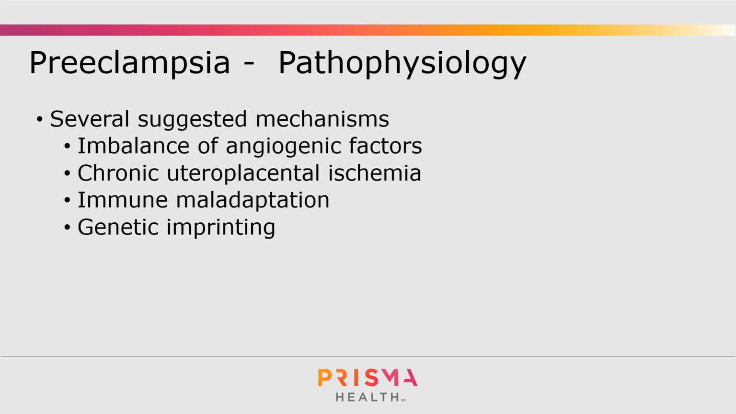There's some sort of an immune maladaptation in the pregnancy. And there's also more recent literature that suggests that there's definitely a genetic component to the pathophysiology of preeclampsia. I can't tell you how many times I've been in a room discussing a patient's preeclampsia diagnosis, and her mom is sitting there and going, yeah, I had that, and her sister had that. There's definitely a genetic component to it that we just don't fully understand yet.